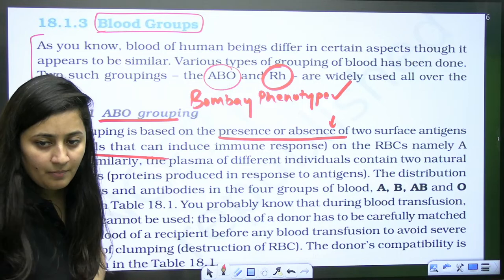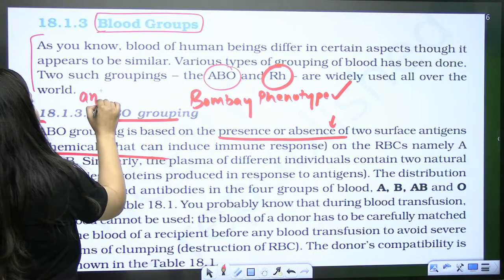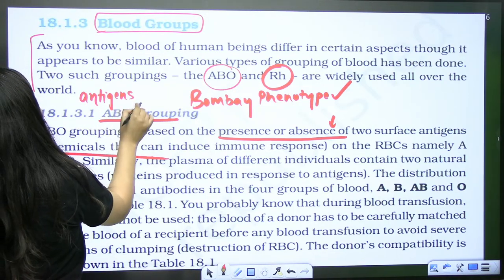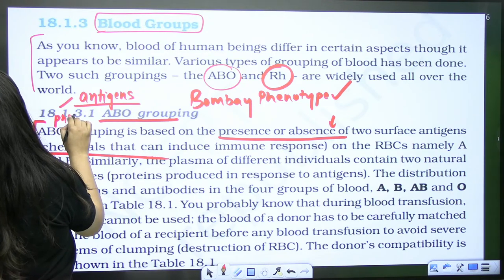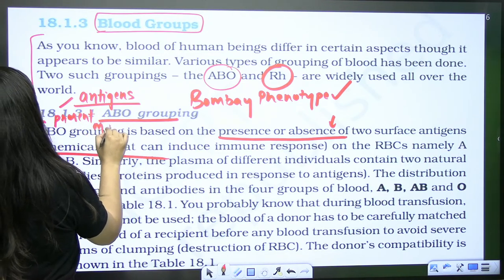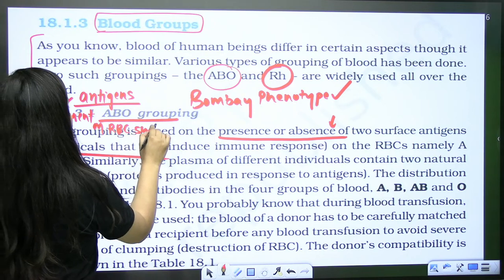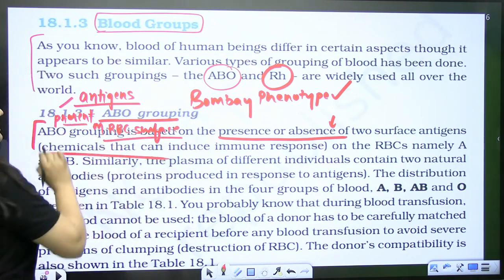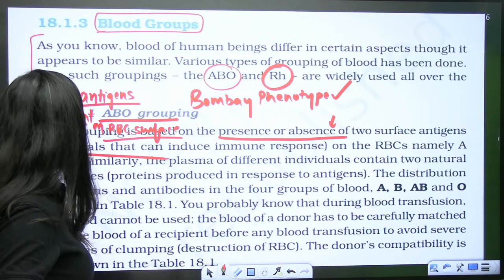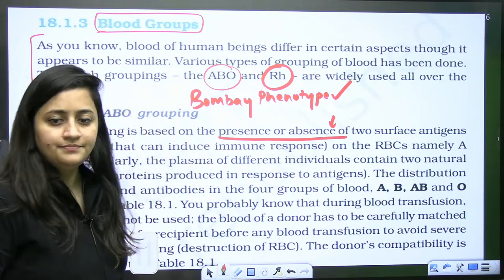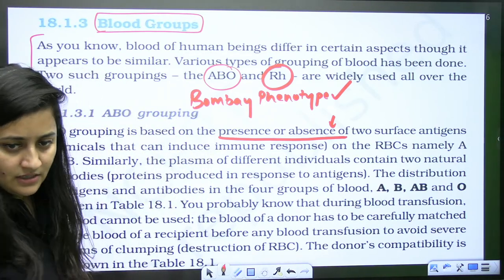This is what you need to remember, that antigens are present on the RBC surface. They are present on the RBC surface. The antigens. Is that clear?